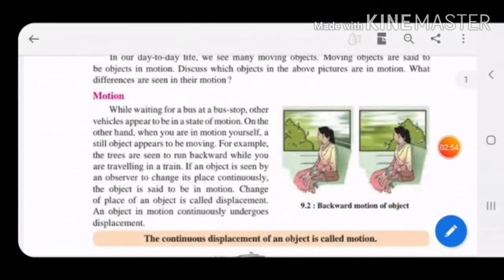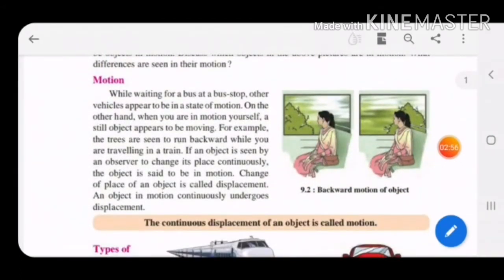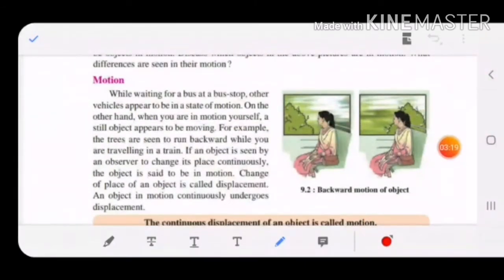First of all, they have told us the definition of motion by giving some examples. See children, while waiting for a bus at a bus stop, other vehicles appear to be in a state of motion. Children, when we are standing for the bus at a bus stop, you are standing still, but the other vehicles which are seen on the road are in motion because they are moving. Motion means they are moving. They are not standing. You are standing, but the vehicles moving on the road are continuously moving. That means they are in a state of motion.